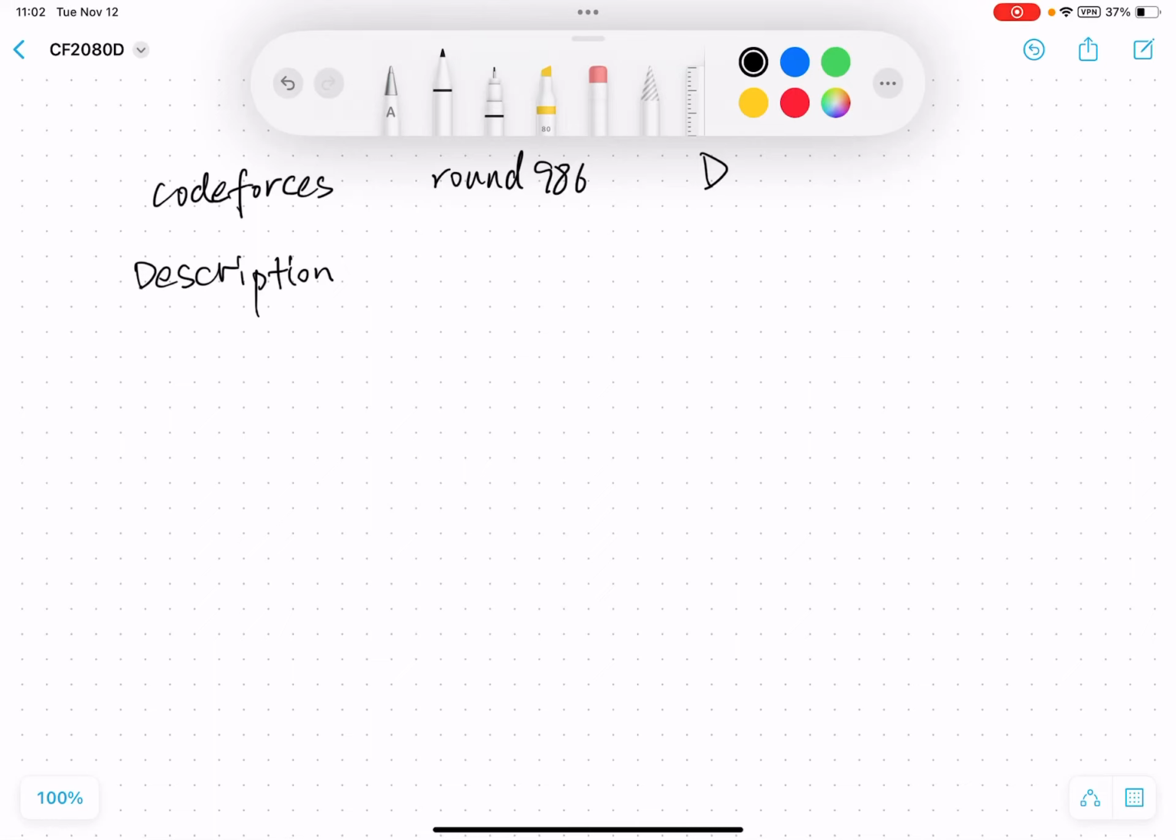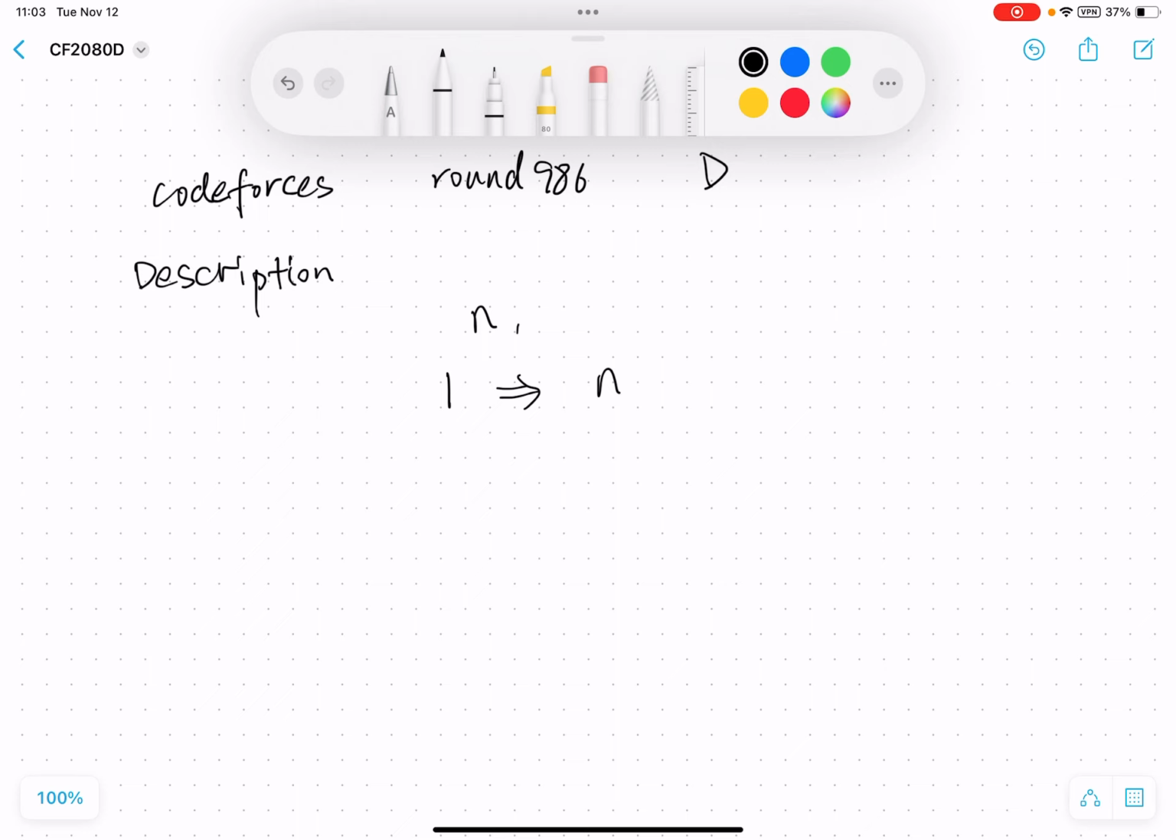Okay, today let's talk about Codeforces round 986 problem D. First part is the description. We are given an integer n, which means there are n different types of cards. We are playing a game. We have a card of type 1 and we want to get a card of type n.